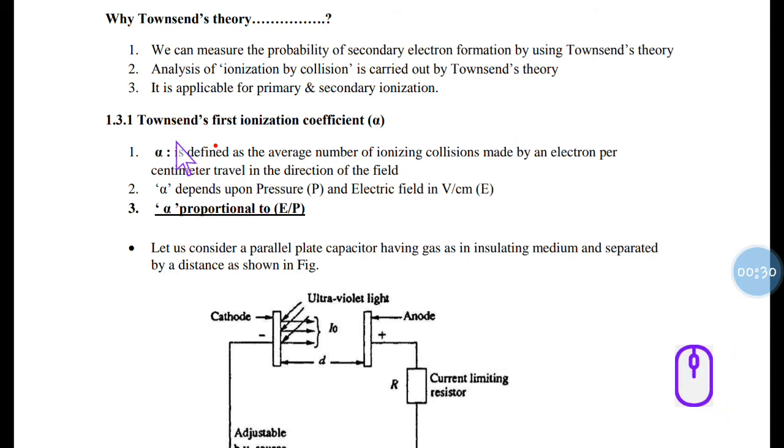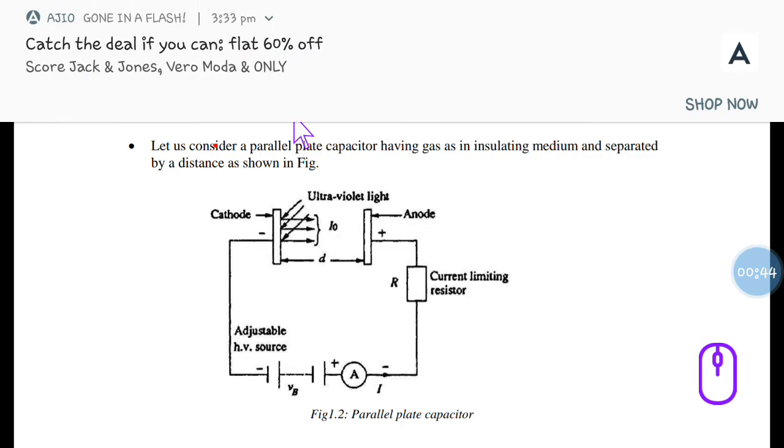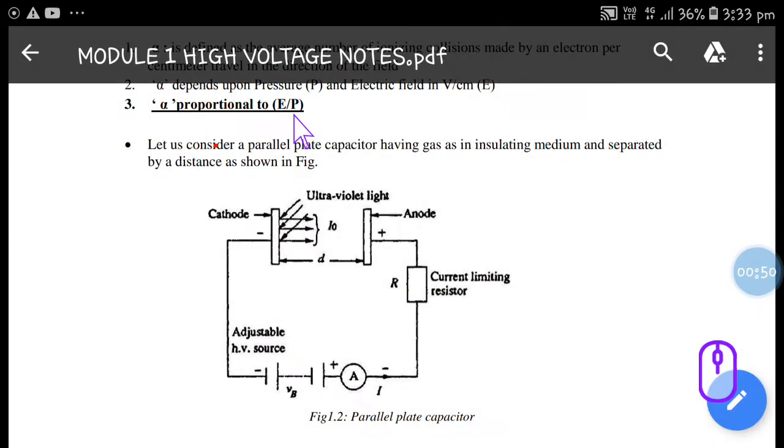The first ionization coefficient, alpha, is defined as the average number of ionizing collisions made by an electron per centimeter of travel in the direction of the field. Alpha depends upon pressure as well as electric field, and alpha is proportional to E by P.